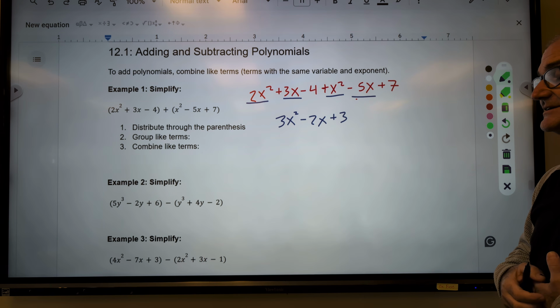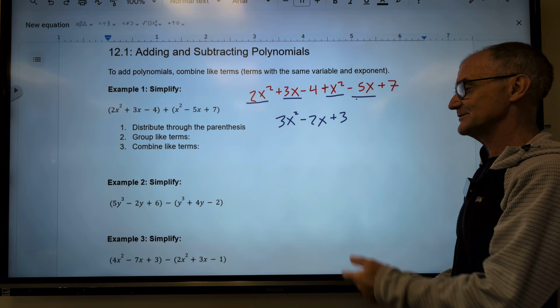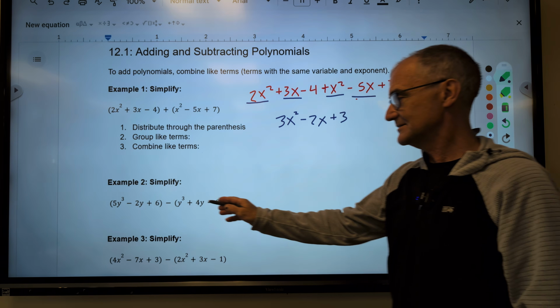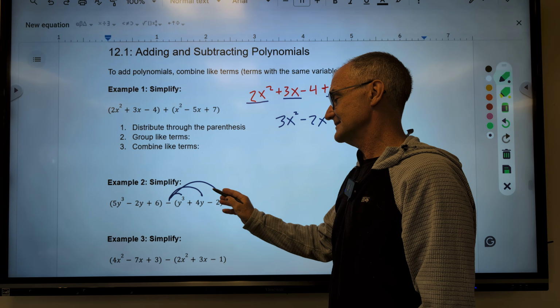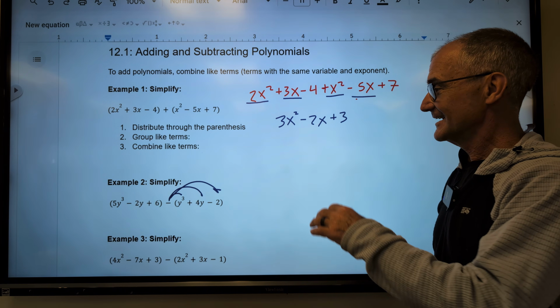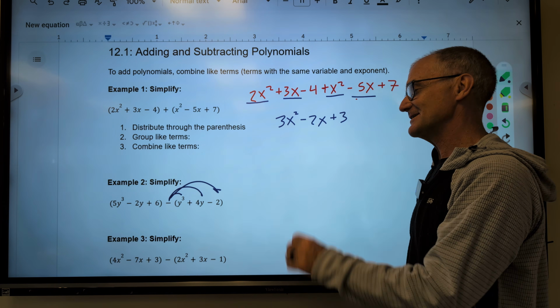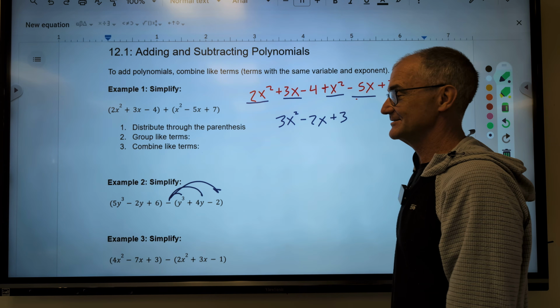Okay, the next one, number 2. This one example is a little trickier because I have to distribute that negative through that whole quantity. And this, again, is really one of the most common ways they catch you, especially on the ASVAB. I've seen this problem 100 times.